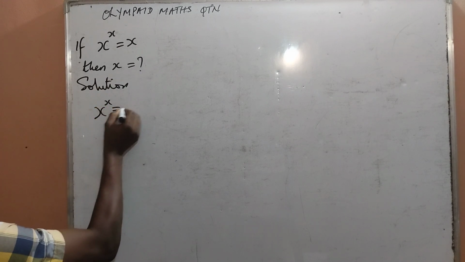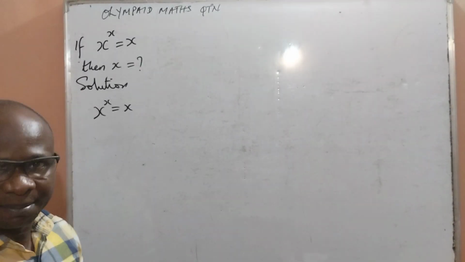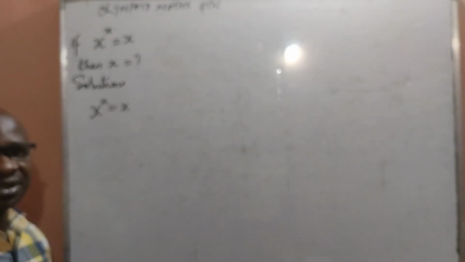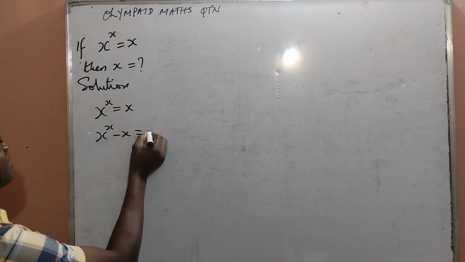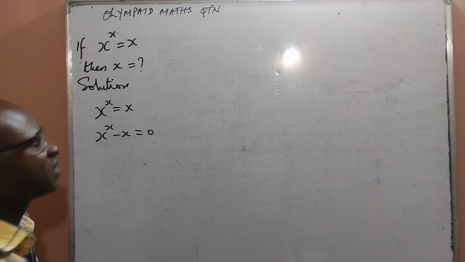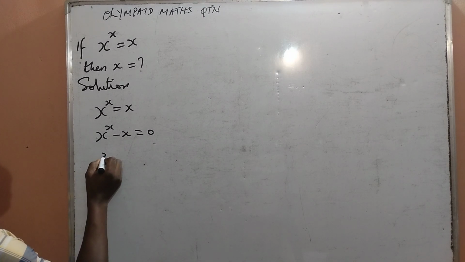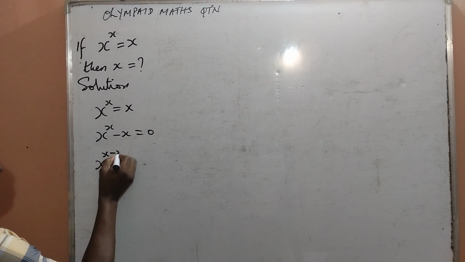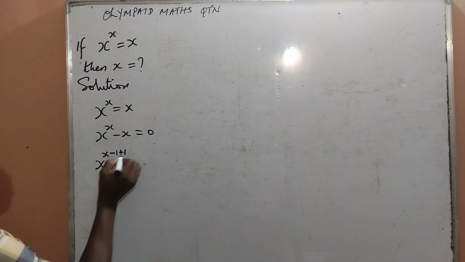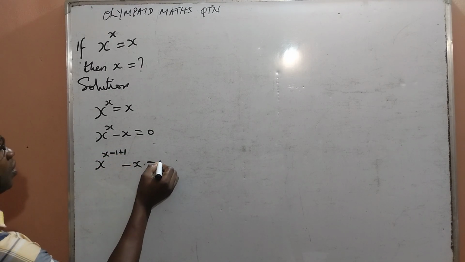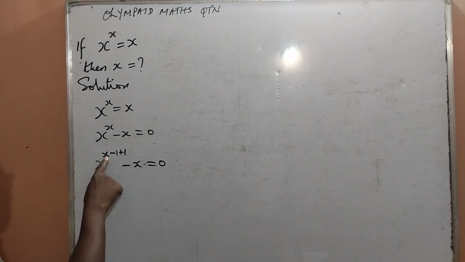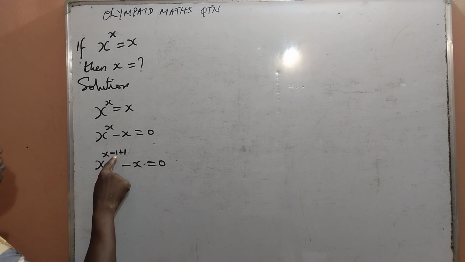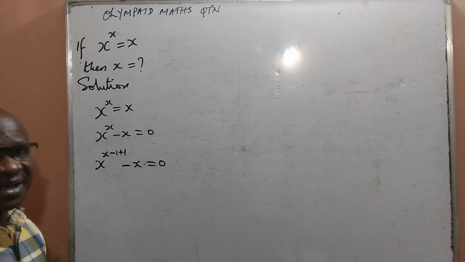x raised to power x equal to x. First step is to move x from the right to the left, and that will give me x raised to power x minus x equal to 0. Now see what I will do next. x raised to power x, then minus 1 plus 1, minus x equal to 0. What I have done to the power of x is add 1 and subtract 1. That means I have minus 1 plus 1, which is the same thing as 0.